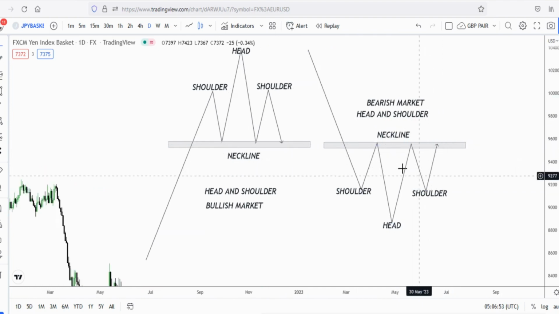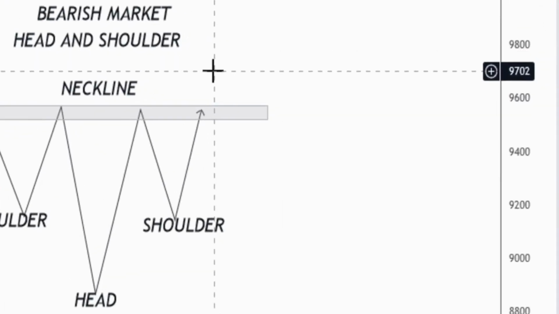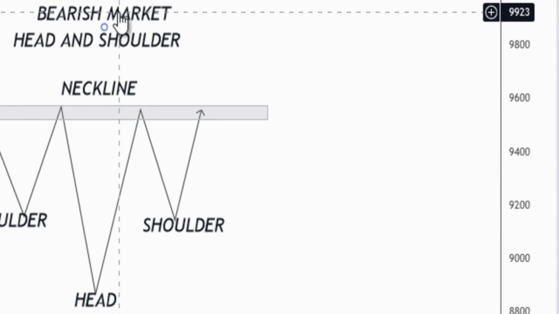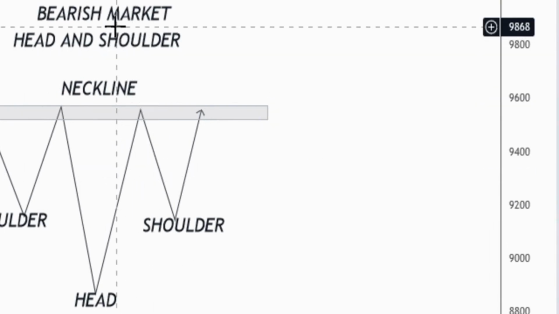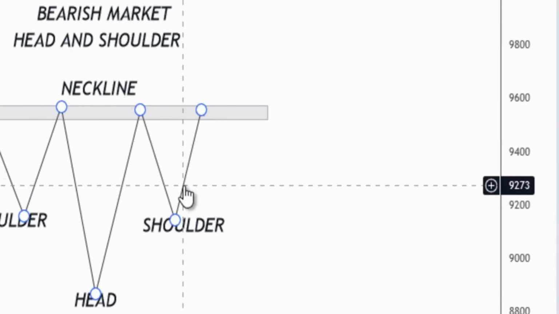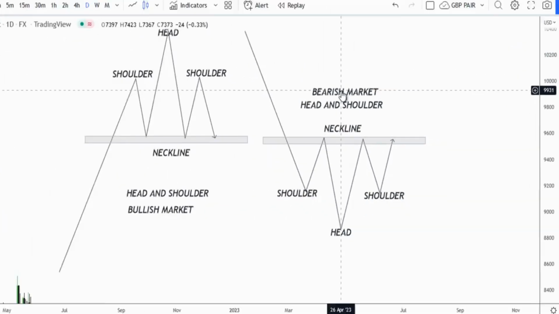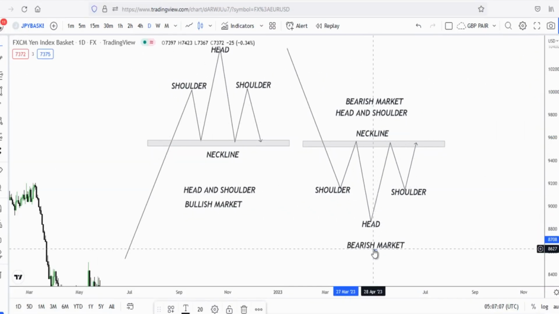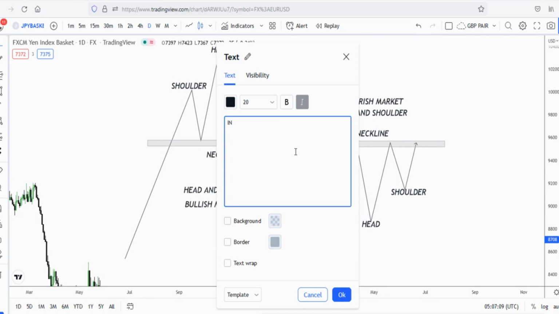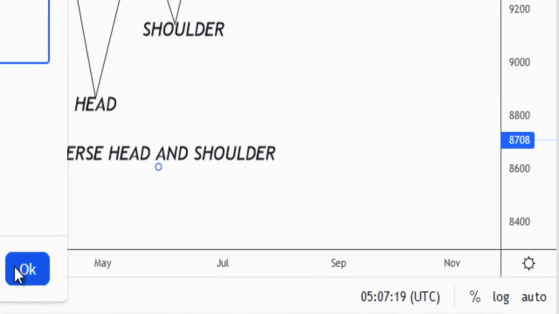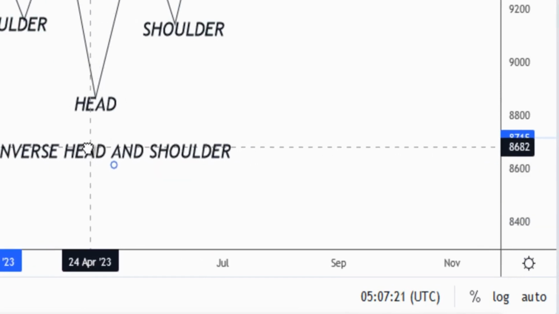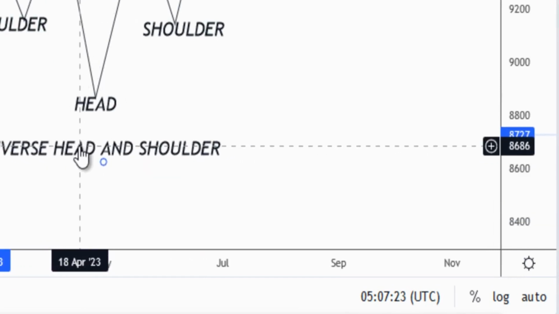There's a name that most of these gurus call this other one, the second formation of the head and shoulder. The name they like to call it is an inverse head and shoulder. Not that all these things I'm saying are necessary, but the name for this pattern is inverse head and shoulder.